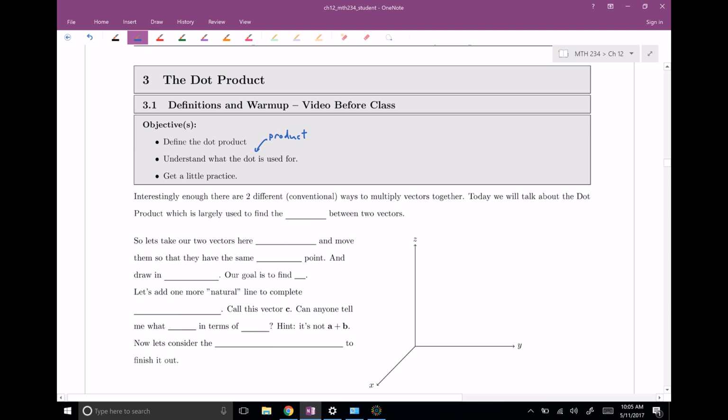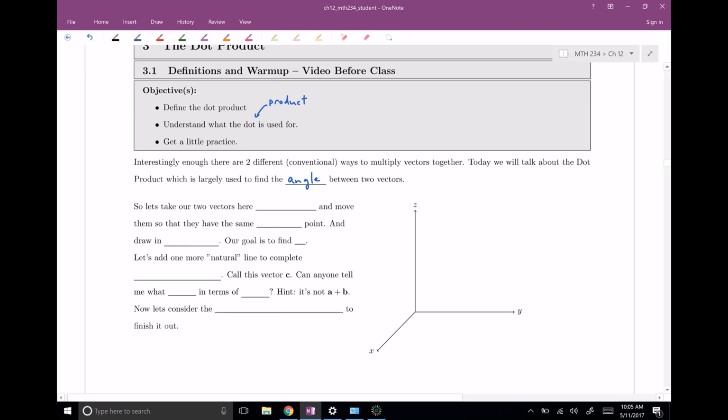And the claim is, this comes about naturally when you're trying to find the angle between two vectors. Okay, so let's come about this thing naturally. I'm going to take a couple of vectors here. Here is vector A. Here is vector B. So vector A and vector B. And I'm going to move them so that they have the same initial point. In fact, in my drawing, they already do.